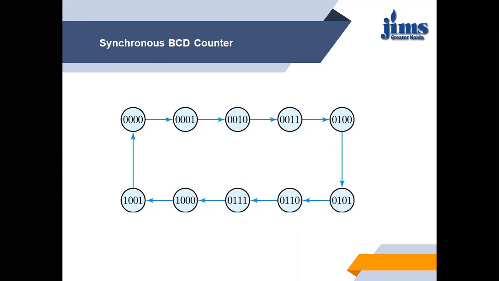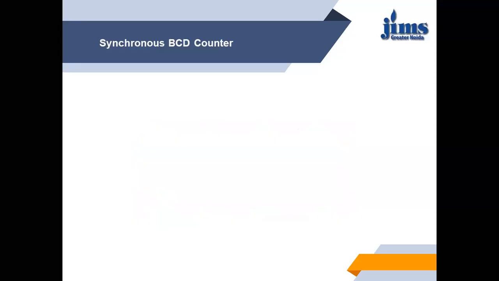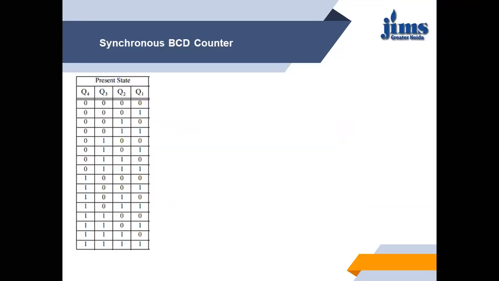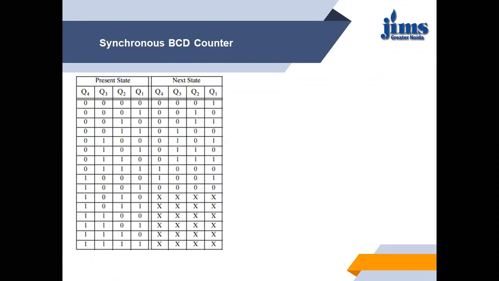So this is step 1. First we have to draw the state diagram. Then we have to find the present state. With 4 inputs, we have a total of 16 combinations, and in BCD we are using only 10 combinations, from 0 to 9, and the rest of the combinations will be don't care. So these are the present states. These are the next states, and for the next states ranging from 10, 11, 12, 13, 14, 15, I have put don't care. We are using only 10 valid states.